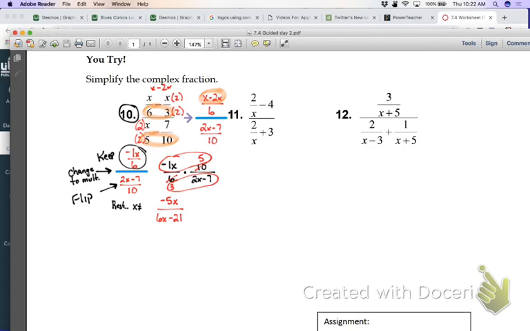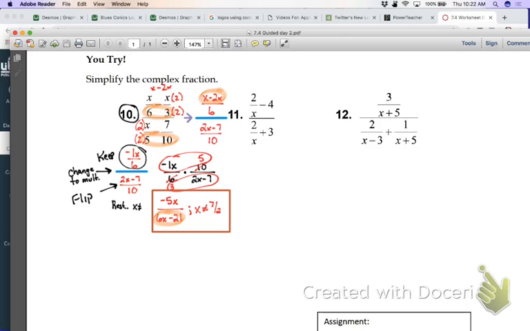Now, I still have to add a restriction because I have an x value down here. So then x cannot be equal to 7 over 2. If I would set that equal to 0, negative 20, or 21, change that, divide it by 6, and I would get 7 over 2. Okay.